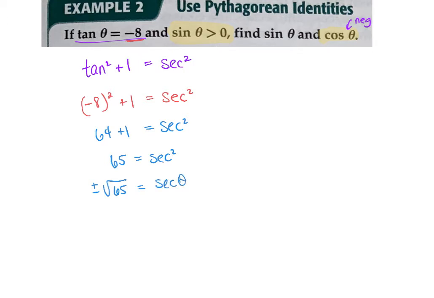I am looking for my sine and my cosine. My secant helps me find my cosine. So now I'm going to use my reciprocal identity. How do I find my cosine if I have my secant?